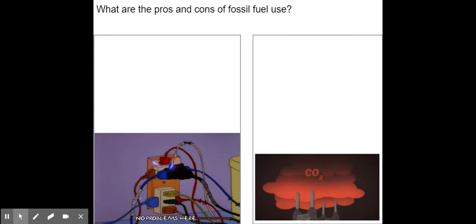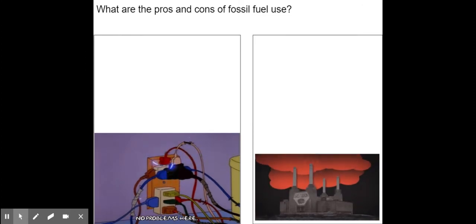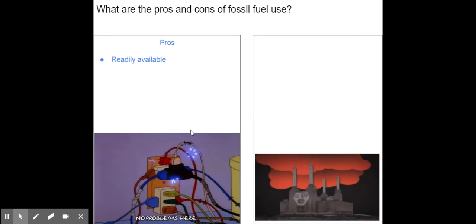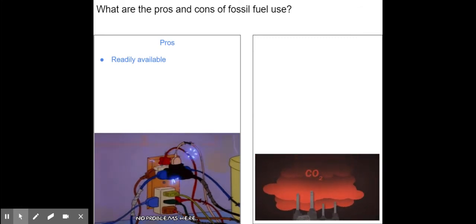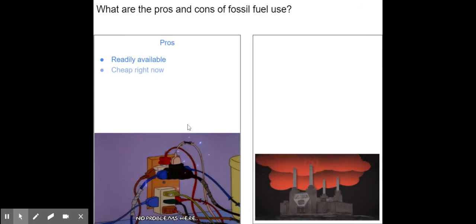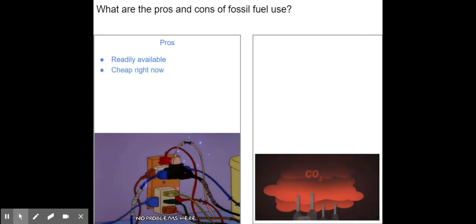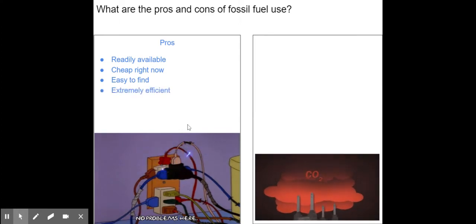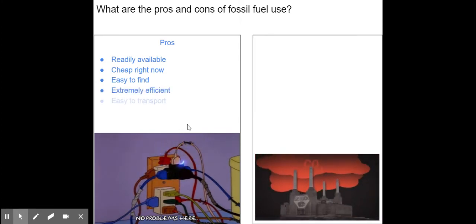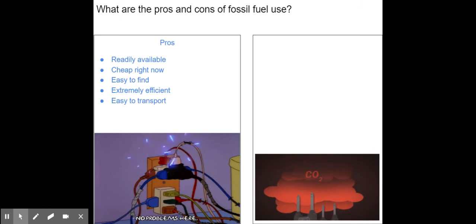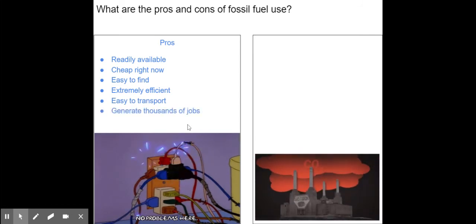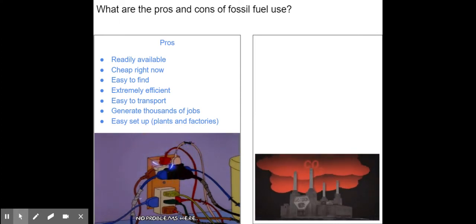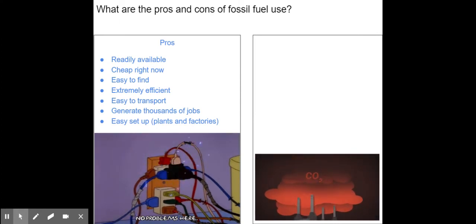What are the pros and cons of fossil fuel use? Pros: they're readily available. We can get them anywhere. We can find a gas station on pretty much any corner. They're pretty cheap right now. They're really easy to find. They're extremely efficient. They're easy to transport. They generate thousands of jobs. And it's easy setup for plants and factories.